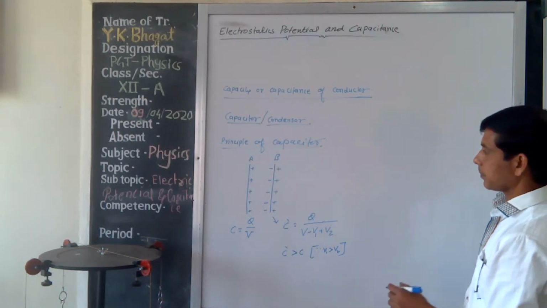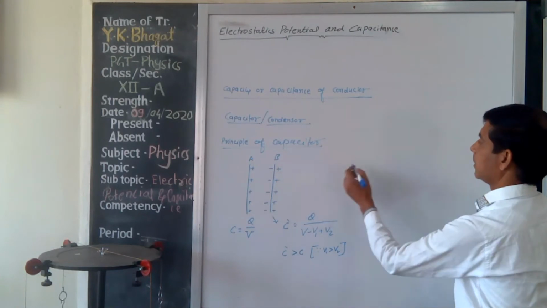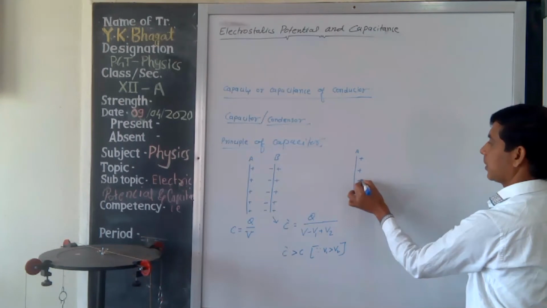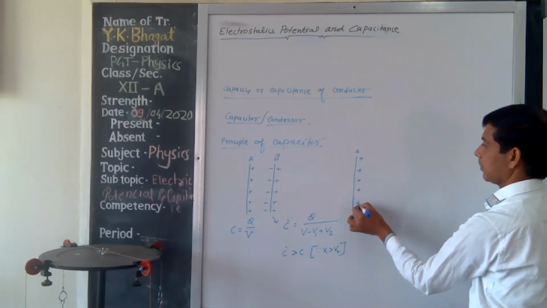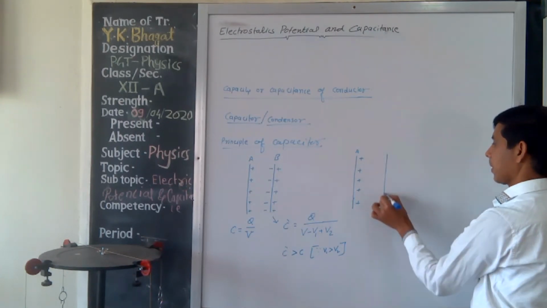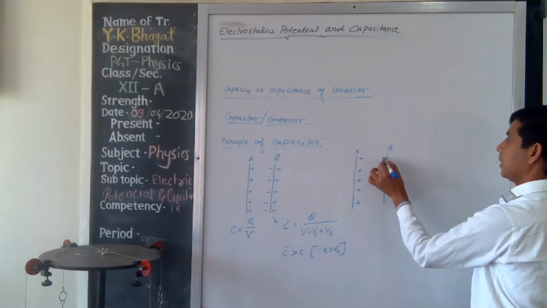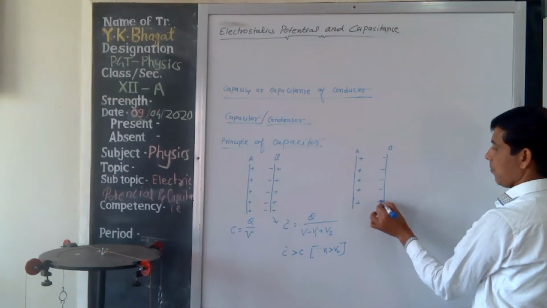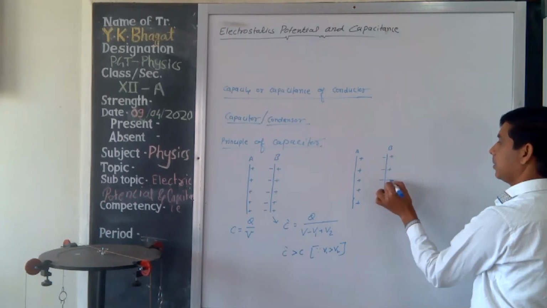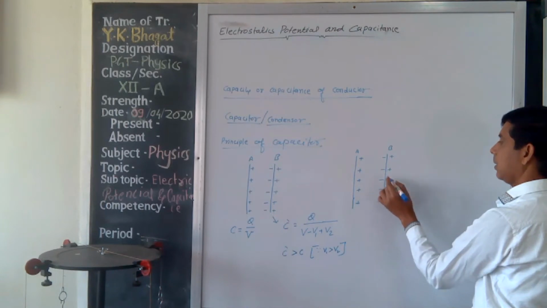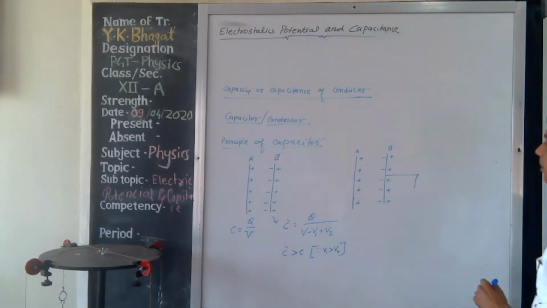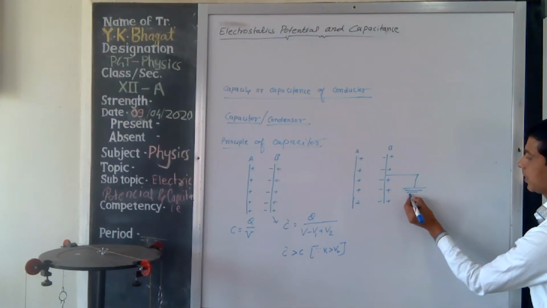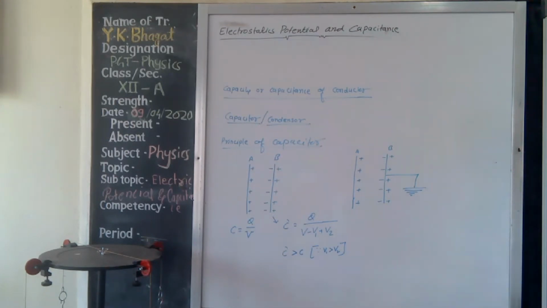Now, suppose this plate is earthed. Again, I repeat the diagram. Same charge is present here. Another conductor, in which opposite charge is induced on the inner side and the same charge is induced on the other side. When conductor B is earthed, connected to earth, this is the representation for earthing.